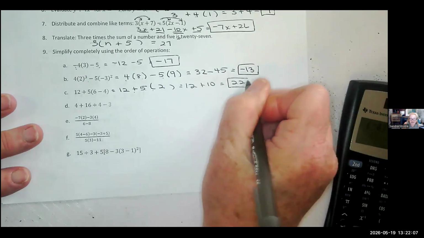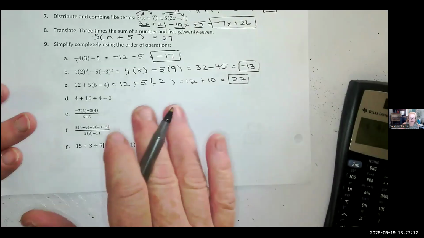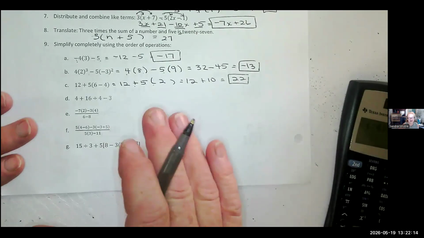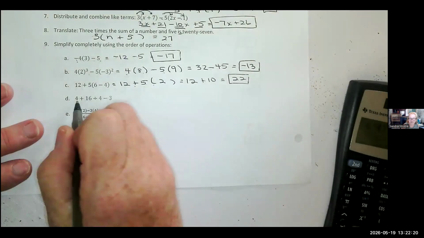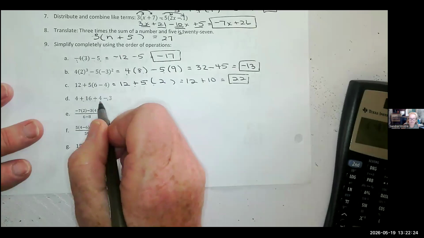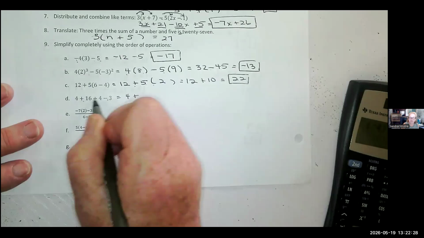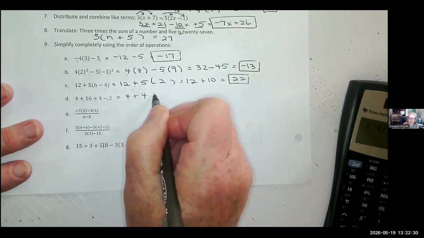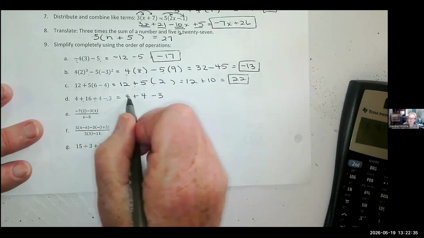If you did do that, don't do it again. This is the time to get it right. Start learning what you're doing wrong. That is how learning takes place. Change your behaviors. 4, we've got plus, division, and subtraction. We have to divide before we do anything else. So this becomes 4 plus 16 divided by 4 is 4 minus 3. Addition and subtraction, left to right. 4 plus 4 is 8 minus 3 is 5.